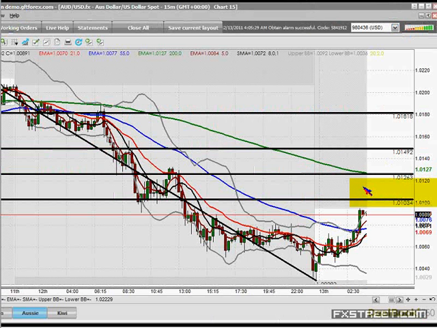Now I've got a bigger box than before. Here's basically your central pivot through here. I've got a bigger box up to 120 because I find personally that breaks of psych levels can run an extra 20 pips. So definitely in this zone, we've got a psych level, 101, a daily central pivot point, and a 38.2 or a 50% fib all in this area.